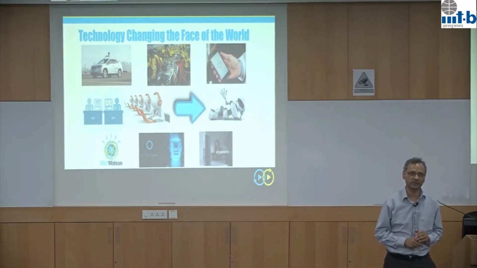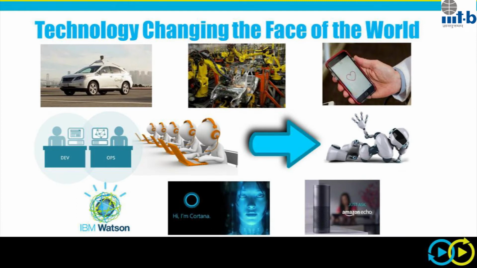So I don't need to tell this crowd how technology is really changing the face of the world around us. There are things like self-driving cars, which are beginning to appear in some parts of the world. We've already seen factory floors go through, again, a major transformation. Today, if you go to a car factory, you'll find very few humans around. They've been mostly replaced by robots.